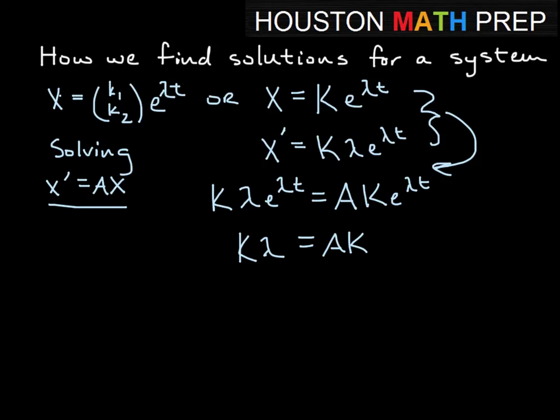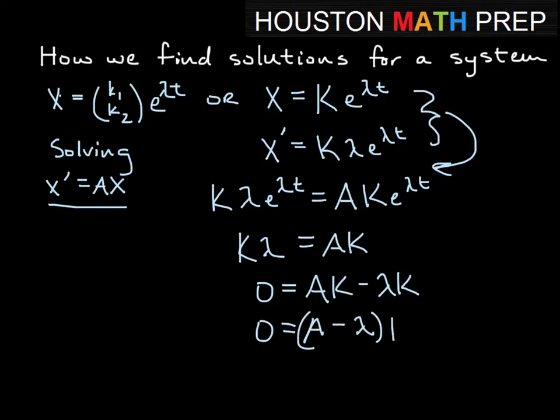So if we subtract k lambda from both sides, then that would give us 0 is equal to A k minus, I'll go ahead and write it as lambda k. And then what we could do really is factor out k, right? So in other words, we could say 0 is equal to A minus lambda and factor out the k.